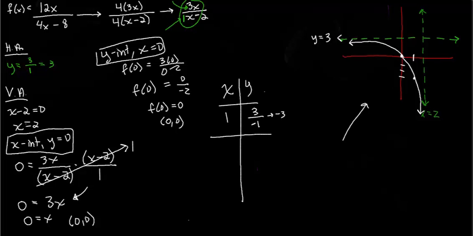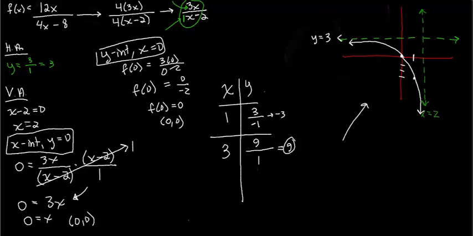Alright, let's figure out what happens to the right of the vertical asymptote. So my vertical asymptote is x equal 2. I'm going to pick maybe 3 and see what happens. Plugging it into my function, I am going to get 3 times 3, so 9, and then 3 minus 2, which is 1, so I get 9.